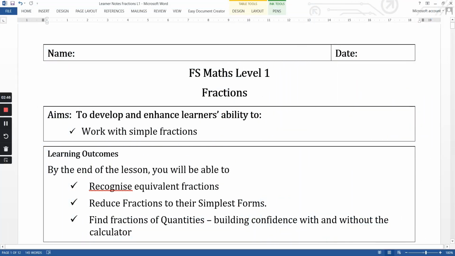Hi guys, welcome to another Functional Skills Maths Level 1 video, and in this one we're going to go through fractions, and I think a lot of you did want me to go through fractions. I did a poll recently in YouTube and most of you did vote for that one, so I thought why not, let's do a video on fractions. So hopefully by the end of the lesson you'll be able to recognize equivalent fractions, reduce fractions to their simplest forms, find fractions of quantities, building confidence with and without the calculator.